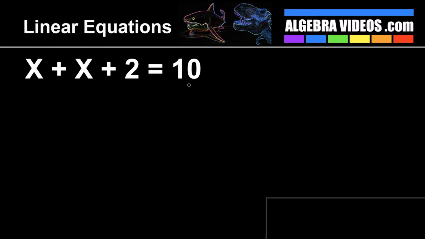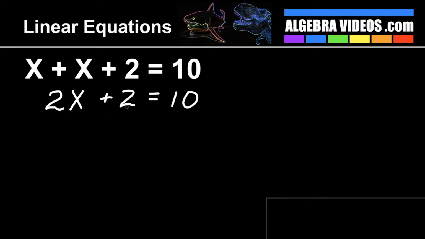The first thing I would do is just simplify the left side. And x plus x is the same as 2x. So the first thing we can do is just simplify that term of x plus x and say that's 2 times x, or 2x. And then just leave everything else the same. So we have plus 2 equals 10. So that was our first step. We simplified x plus x to be 2x.